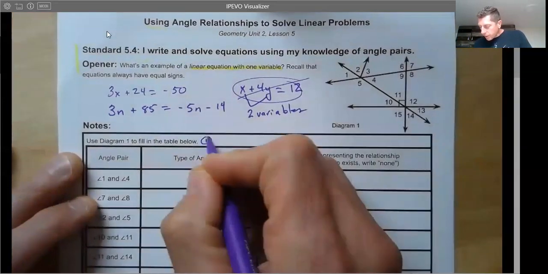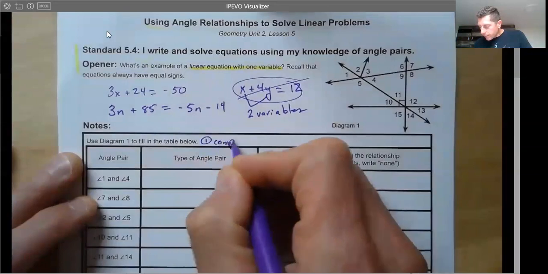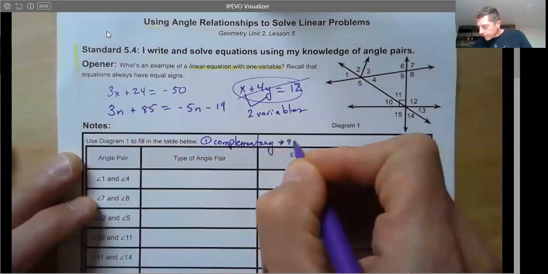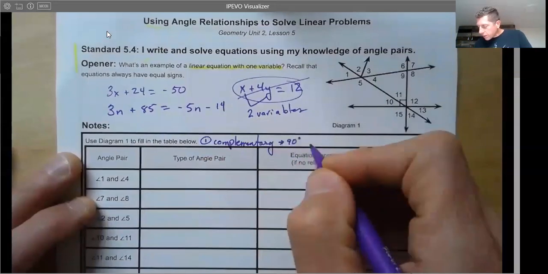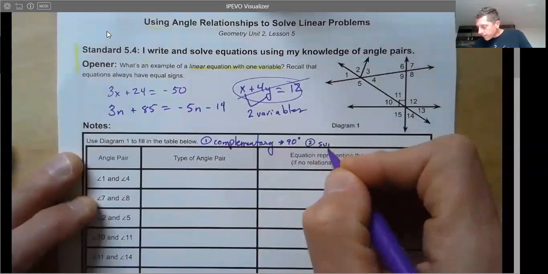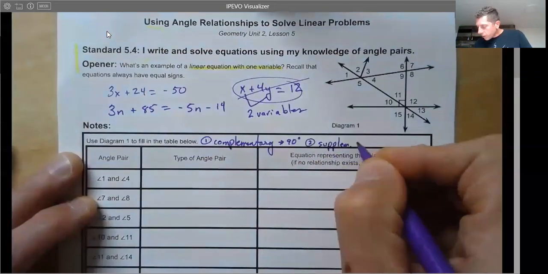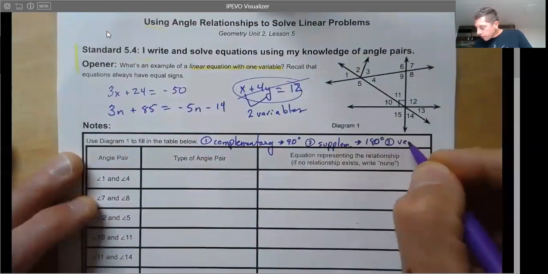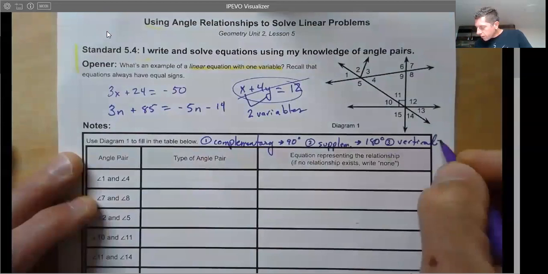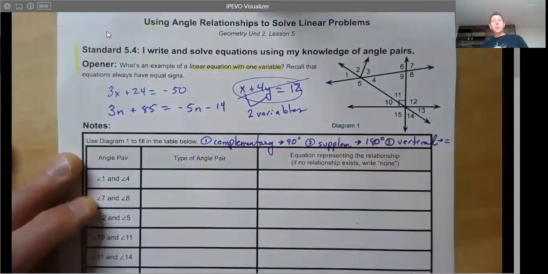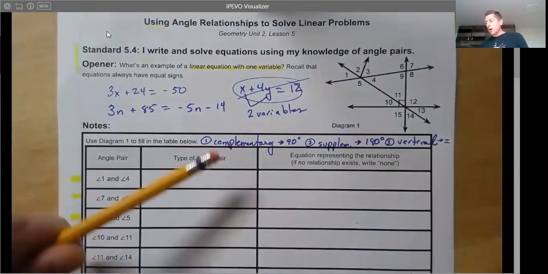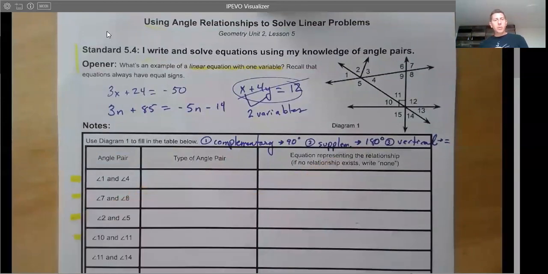So our first one is complementary, right? Those add up to 90 degrees. The second is supplementary. Those add up to equal 180 degrees. And our third, run out of space, is vertical. And the verticals are equal to each other. Just a reminder about those three. Now, the fourth one is that there's no relationship. There might not be any relationship between these, meaning they're not complementary, supplementary, or vertical. So we have to look out for that.